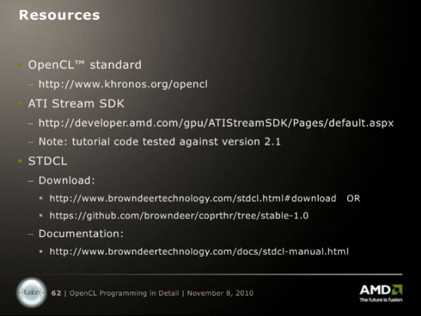What I want to do at the end here is just mention some resources that would be very useful and go along with this. First and foremost is the OpenCL standard itself. There's a URL there where you can find the standard. I highly recommend any OpenCL programmer having the standard readily available. It's very easy to follow, I find, and useful as a programmer. The code that was presented here has been tested against version 2.1 of the ATI Stream SDK, and I've provided here a URL where you can find a download of that SDK and also documentation that goes along with it.